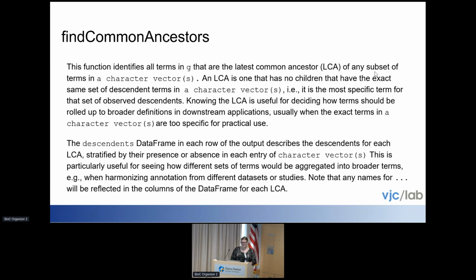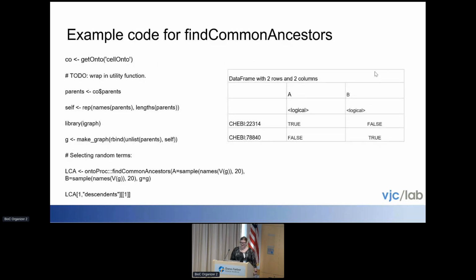The descendants data frame in each row of the output describes the descendants for each LAC stratified by their presence or absence in each entry of the character vectors. This is particularly useful for seeing how different sets of terms would be aggregated into broader terms, e.g. when harmonizing annotation from different data sets or studies. Note that any names will be reflected in the columns and data frames of LAC. Here's an example. It's mostly a true-false statement.